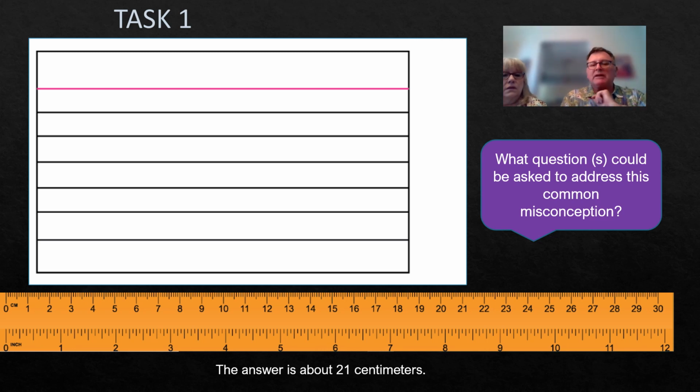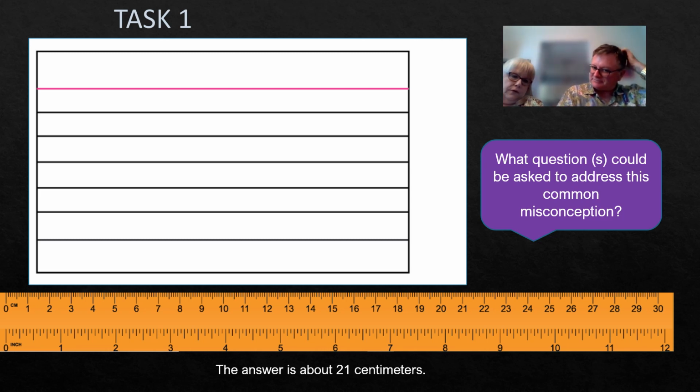Now, let me pause you right there. What we don't want to happen is telling. Like we don't want to say, well, you need to start at 0, because does that mean anything to the third grader? It doesn't help them understand why we start at 0. So with that being said, let's think about a question to probe their thinking.